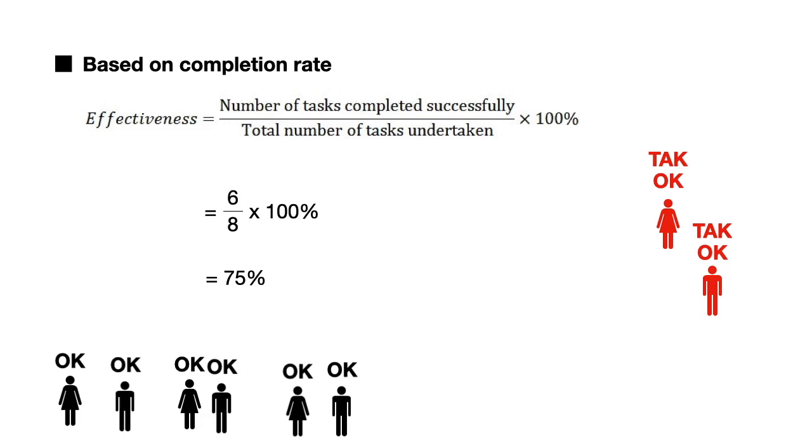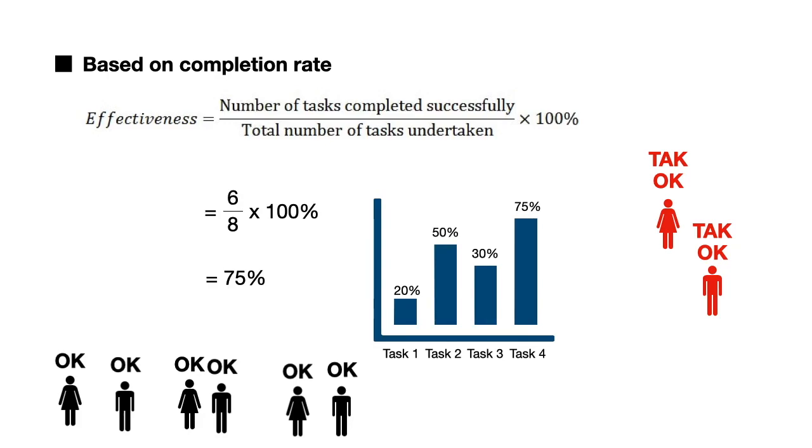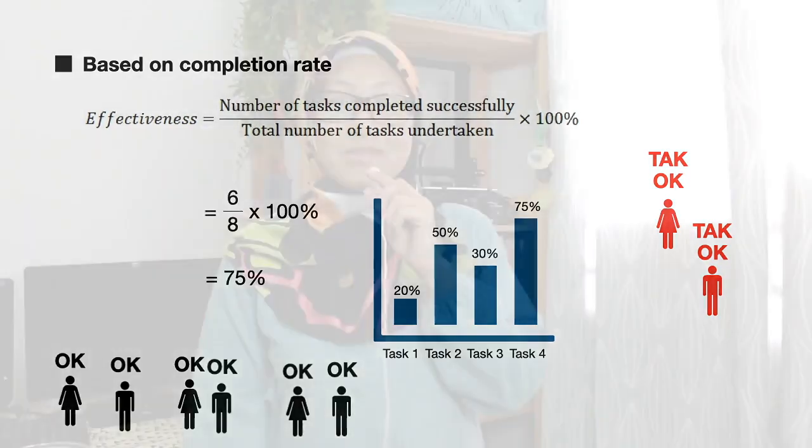You may ask the respondents to perform different tasks on the same product. For example, with the 3D printer, some other tasks may include changing the setting of the machine or inserting the filament into the extruder nozzle and so on. The effectiveness for different tasks can be compared to one another using the bar graph as shown.